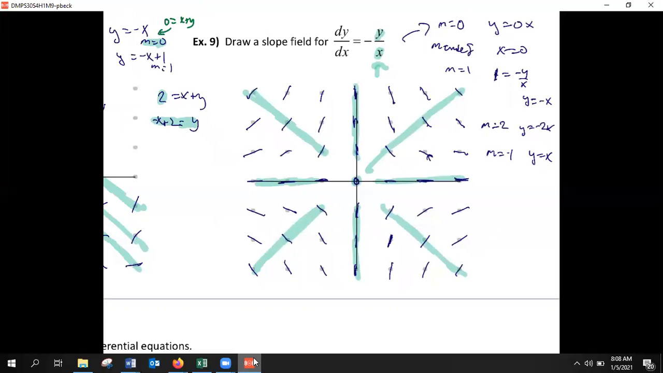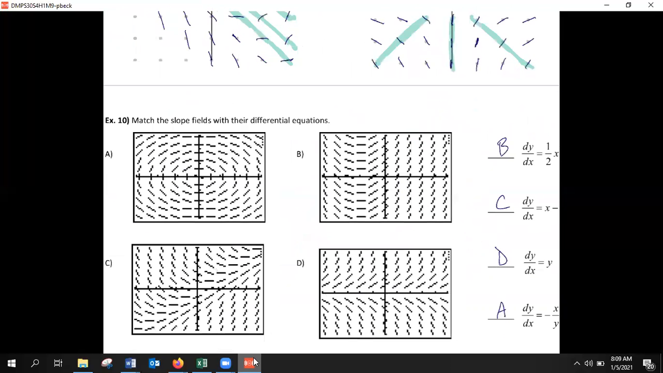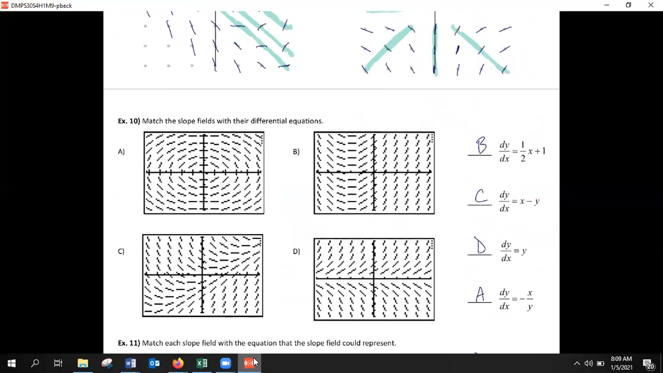If you notice here, I have an open spot. I really probably shouldn't draw anything there. Whenever you have 0 over 0, it is truly undefined, and so we don't know any actual slope there. Something else, and this is like a little matching activity: how do we go through and match these different situations? This is where we can look at patterns.